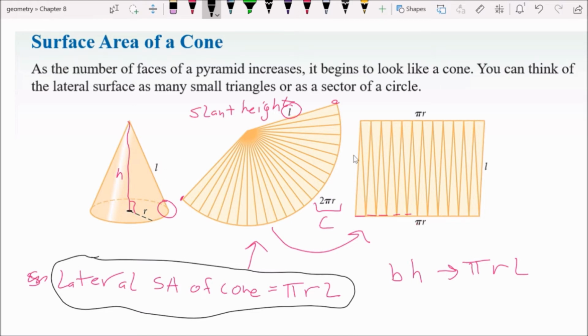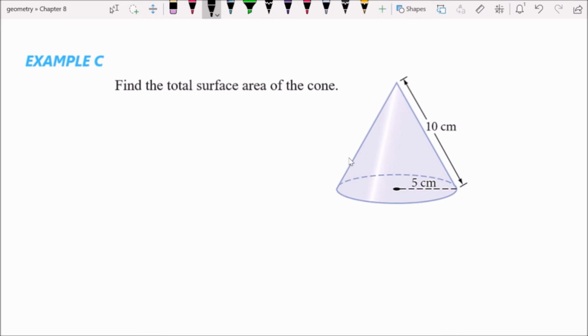Let's see how it applies. Okay, pause the video if you'd like to. I'd actually like to encourage you to go try the example. So pause the video, try the example, and hit play when you're stuck or when you want to see if you got it right. Find the total surface area of the cone. So that means both the lateral surface area and the base. So I'm going to annotate that real quick.